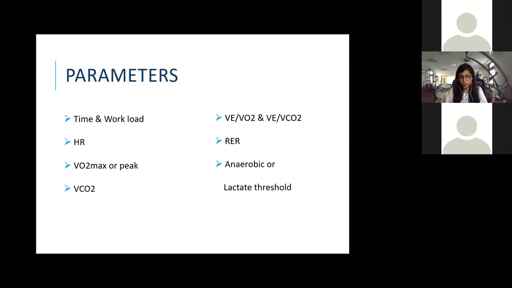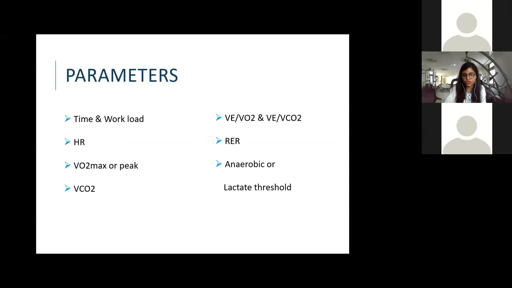What the report has is time and workload. It shows the time at anaerobic threshold, the time at VO2 max, the resting values, and the recovery values. So there would be 4 times where all these values will be captured. Heart rate, we could see VO2 max and peak values. We could see VCO2 values, V upon VO2, V upon VCO2. RER, that is respiratory exchange ratio, that is VCO2 divided by VO2. That's what respiratory exchange ratio means.